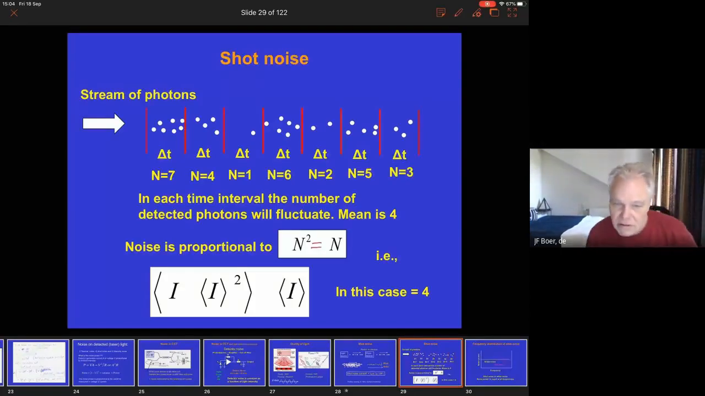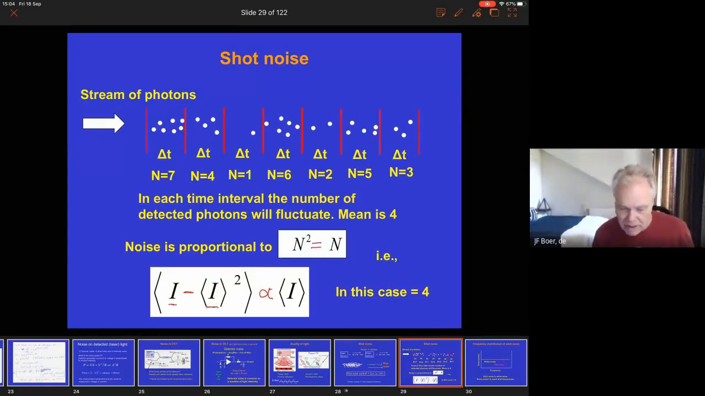It's an equal sign, and this is a proportionality sign. Okay, so if we would calculate the noise as the intensity minus the mean and squared, this is called the variance.